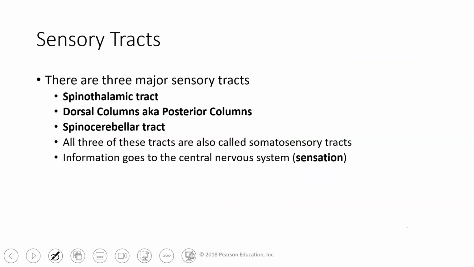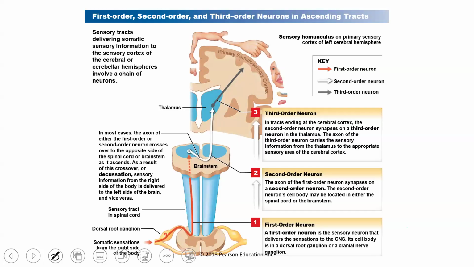So we're going to look at these sensory tracts, these three major sensory tracts. Again, spinothalamic, dorsal columns, spinocerebellar. All three of these tracts are also called somatosensory tracts. Information goes to the central nervous system on these tracts. This is a picture from your book here, so let's go ahead and unpack this.